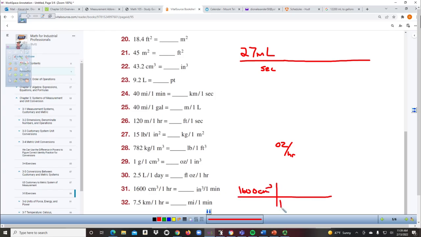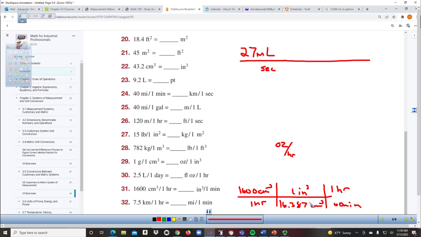We just said that there's 16.387 cubic centimeters per cubic inch. And we're going to have 1 hour, and we know that 1 hour is 60 minutes.